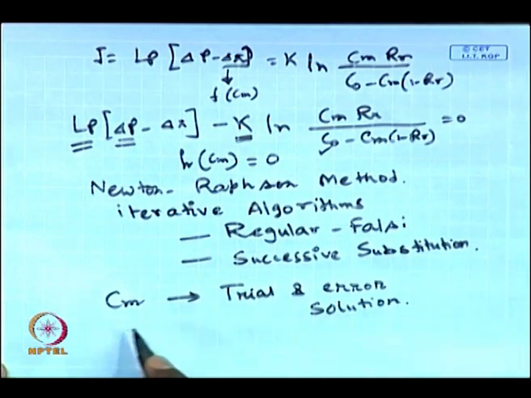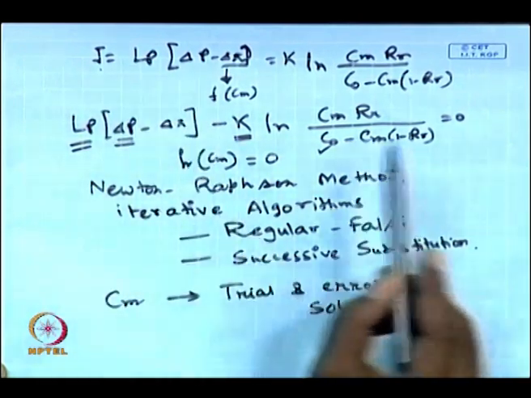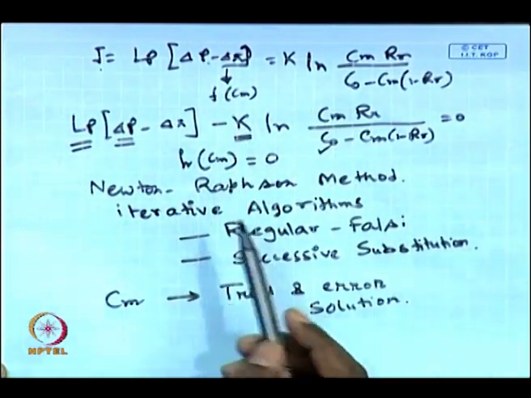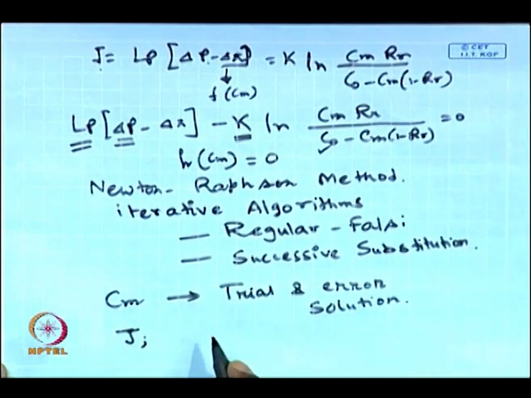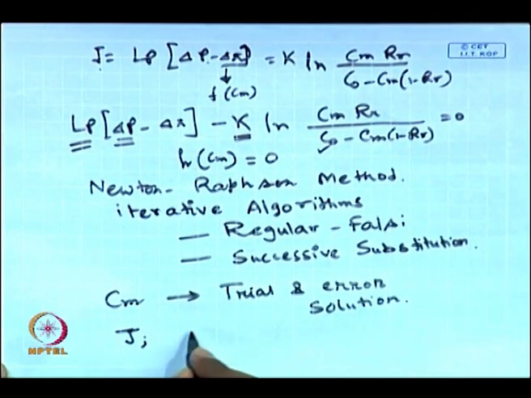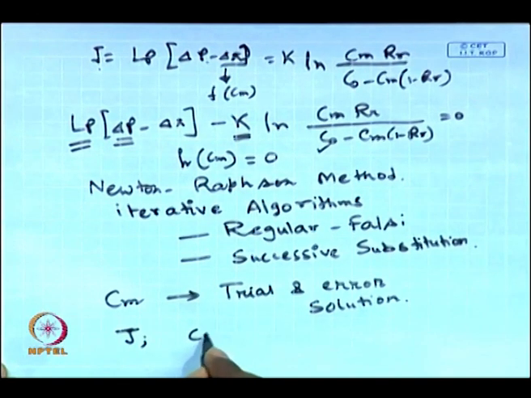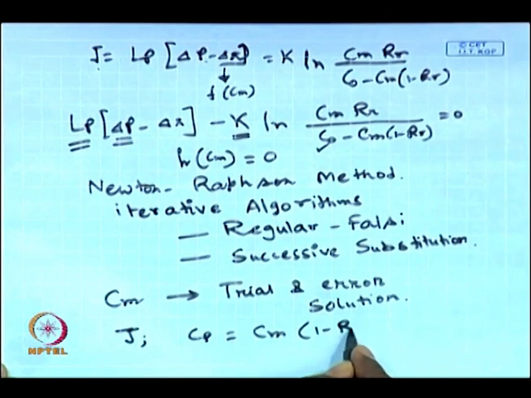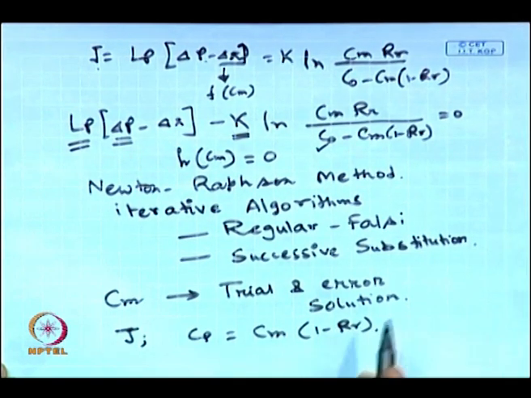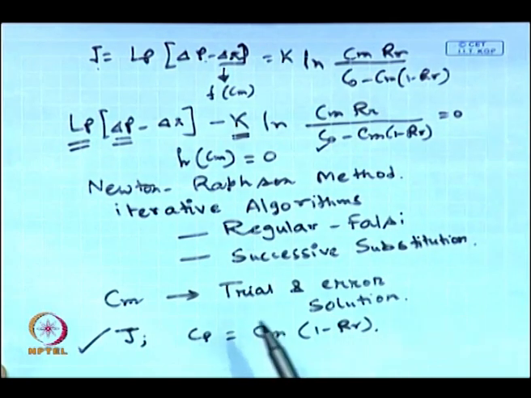Once you know the value of Cm, one can go back to the expression of permeate flux, either of these two expressions, and put the value of Cm, one can estimate the value of permeate flux or the productivity of the process, and one can go to the expression of Cp. If you remember, Cp is nothing but Cm into 1 minus real retention. Okay. So, one can get the value of permeate flux or the productivity of the process, and one can get the value of permeate quality or permeate concentration.